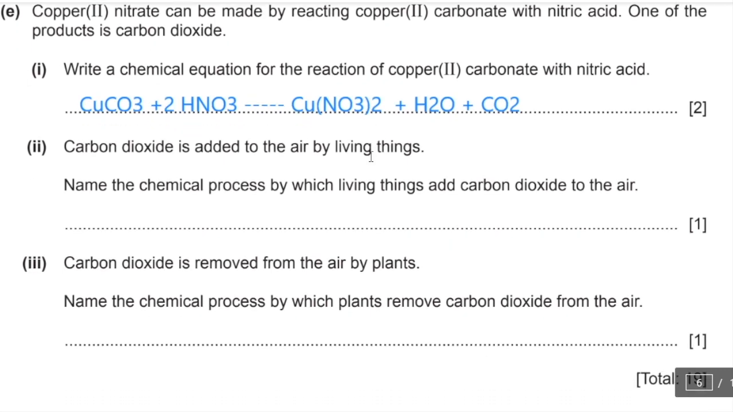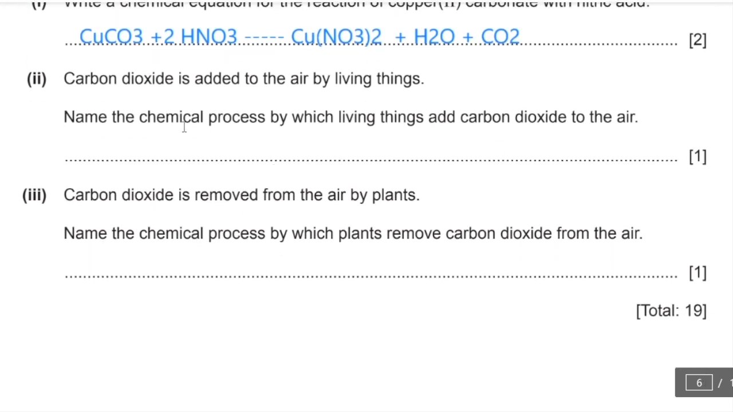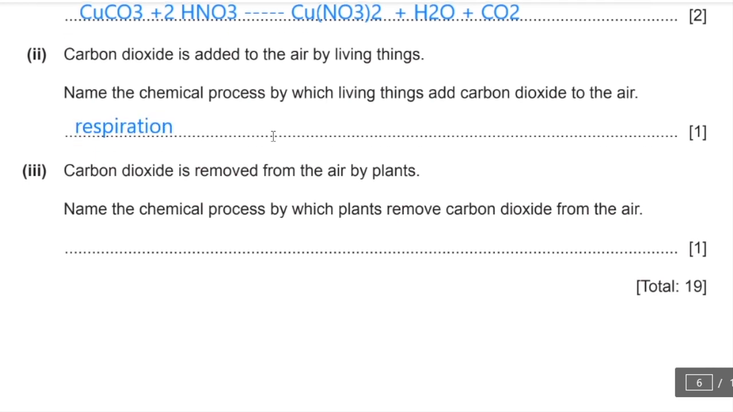2. Carbon dioxide is added to the air by living things. Name the chemical process by which living things add carbon dioxide to the air. So this process is known as respiration. 3. Carbon dioxide is removed from the air by plants. Name the chemical process by which plants remove carbon dioxide from air. This is photosynthesis, which is the reverse of respiration.